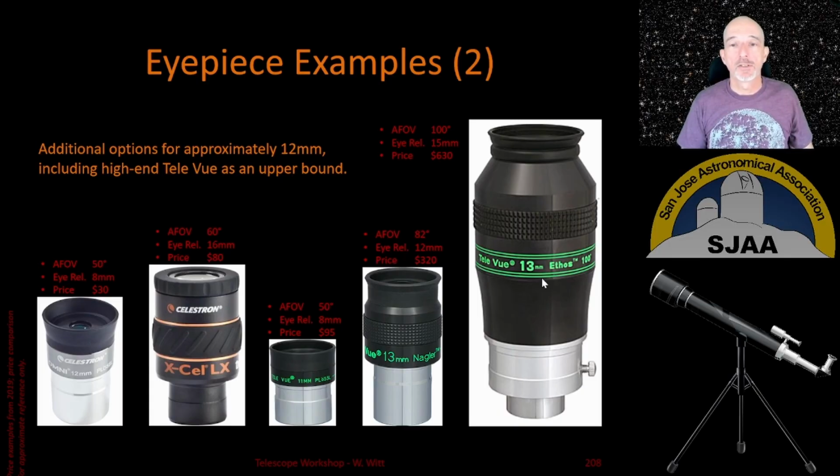We have these others here where you go from $95 to $320 to $630. And as we climb this, what we get for the money is increased field of view, all the way up to 100 degrees, and the eye relief increases, 8 millimeter, 12, and 15 millimeter. So this is very expensive. You don't usually need these eyepieces when you're starting out, but they are really nice. So eventually, maybe you choose to invest in one of these.